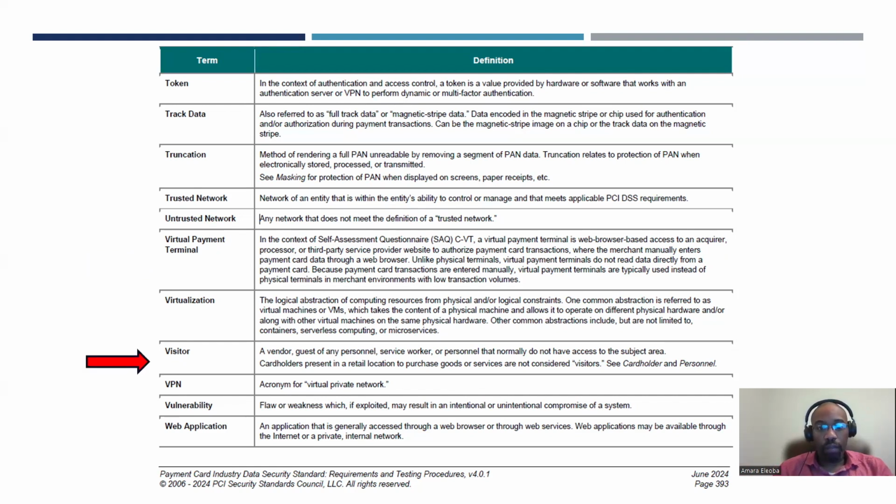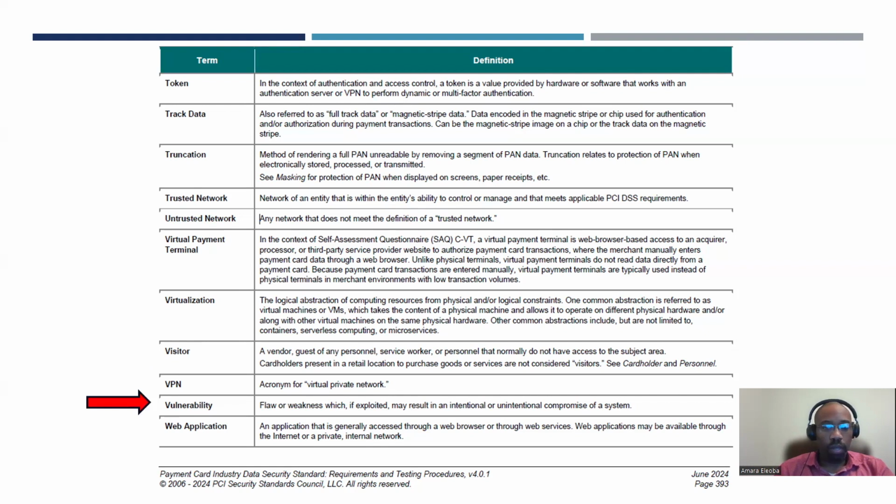A visitor can be a vendor or personnel or a worker, right? That normally will not have access to that area. So you can say, hey, that's a visitor, and for security purposes, for requirement 9, they need to be what we call badged in so that you can track their movement, right? When they come in and when they go out.